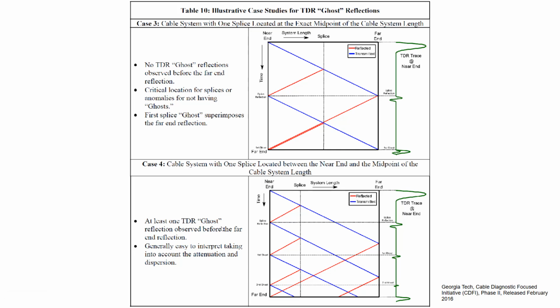So at least one TDR ghost reflection will be observed, depending on the distance at which the splice is located. Generally it is easy to interpret, taking into account the attenuation and dispersion. By studying the first reflection, if the others are multiples of this first reflection in distance or time scale, then obviously we can identify that these are the ghost reflections due to the first splice only.